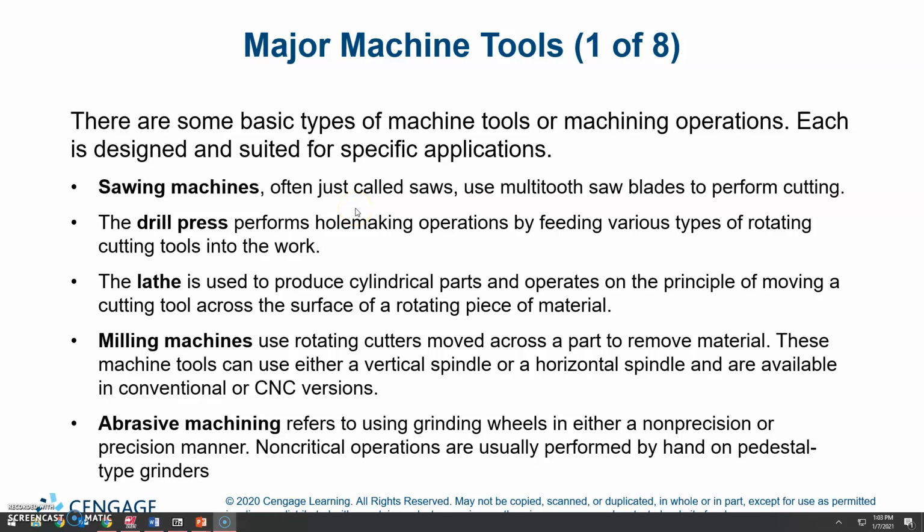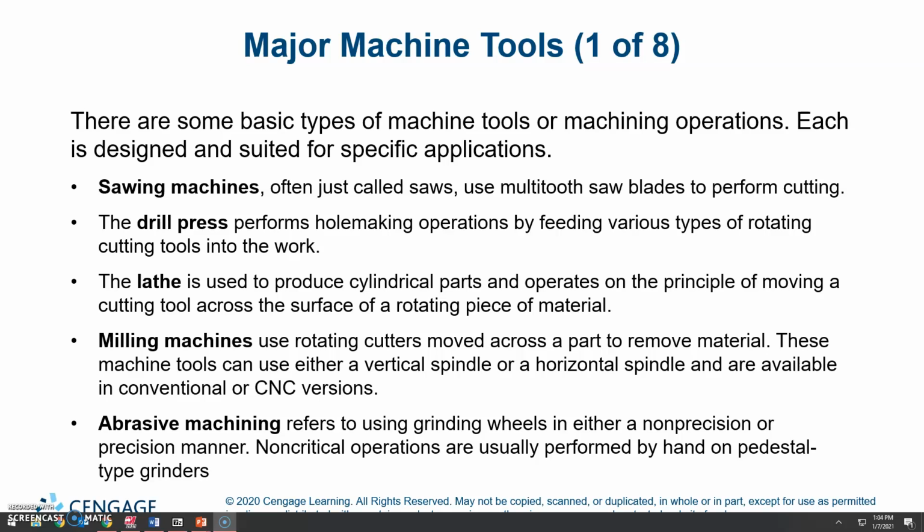There are some basic types of machine tools or machining operations. Each is designed and suited for specific applications. Sawing machines, often just called saws, use multi-tooth saw blades to perform cutting. The drill press performs hole-making operations by feeding various types of rotating cutting tools into the work. The lathe is used to produce cylindrical parts and operates on the principle of moving a cutting tool across the surface of a rotating piece of material.